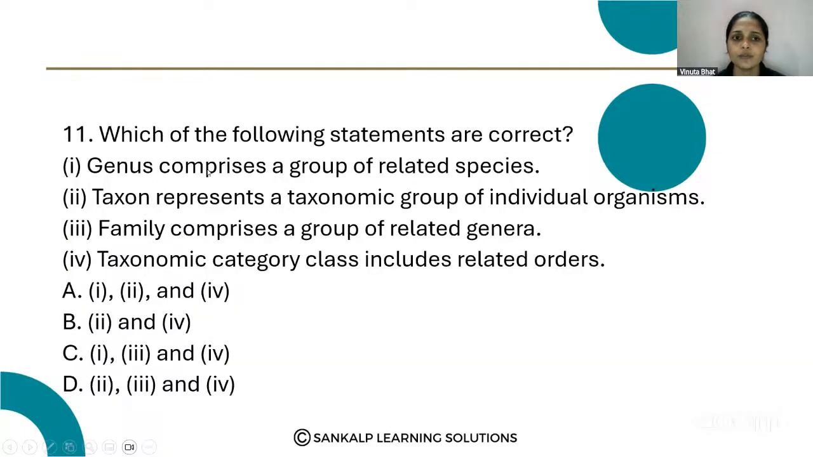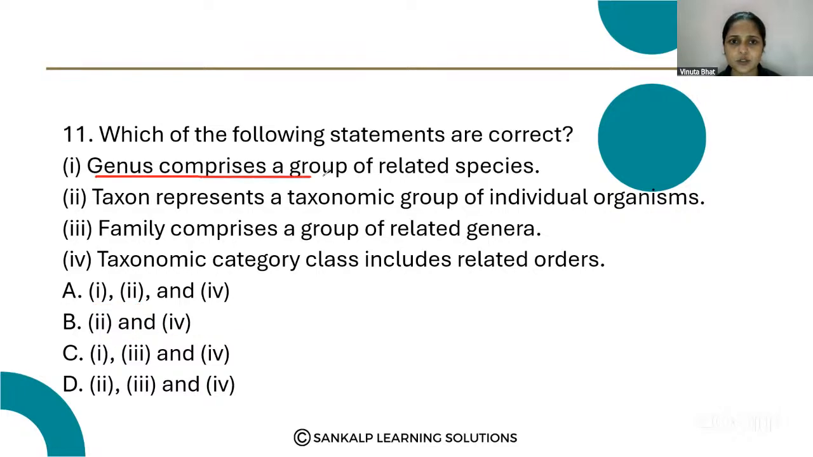Next question. Which of the following statements are correct? Genus comprises of group of related species. Taxon represents a taxonomic group of individual organisms. Family comprises of group of related genera. Taxonomic category class includes the related orders. See the options: 1, 2 and 4; 2 and 4; 1, 2; 1, 3 and 4; 2, 3 and 4. Yes, you have to find out the correct answer for this question.